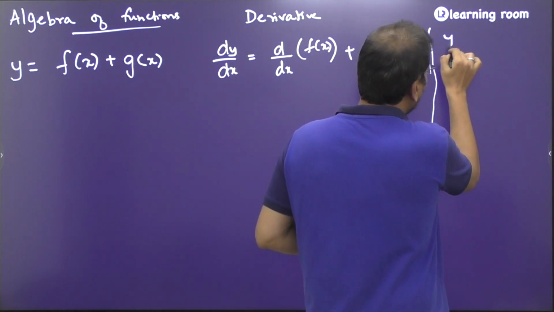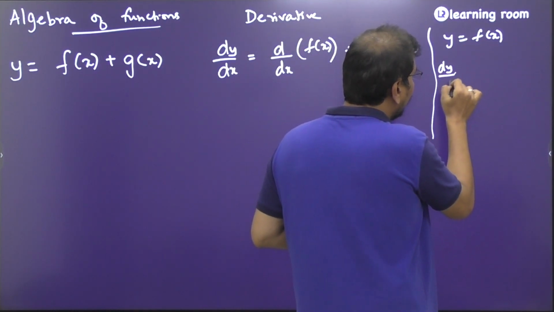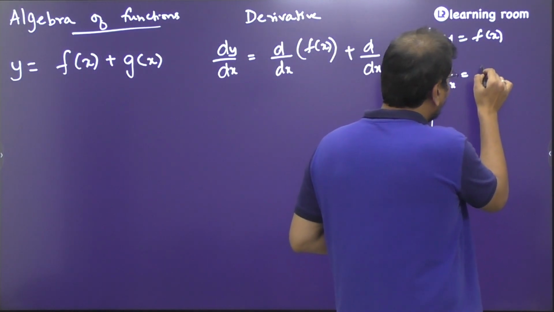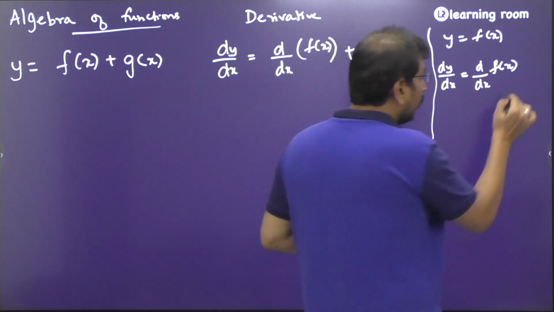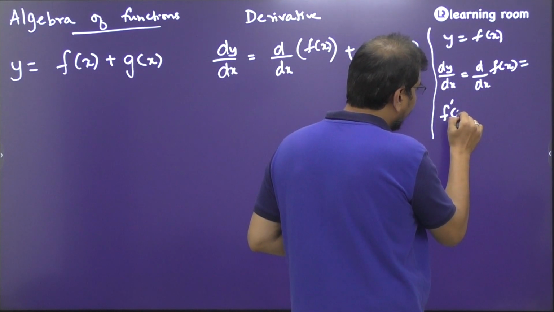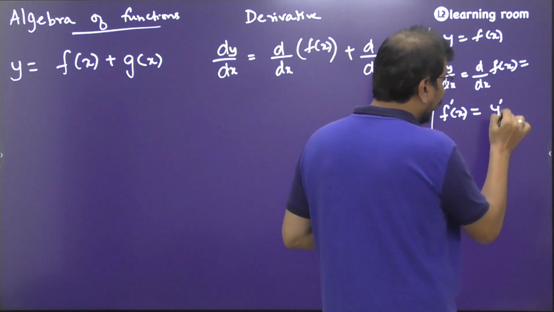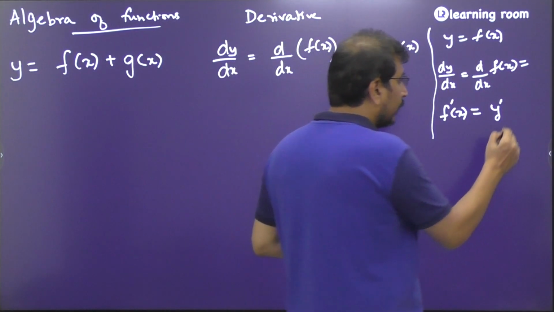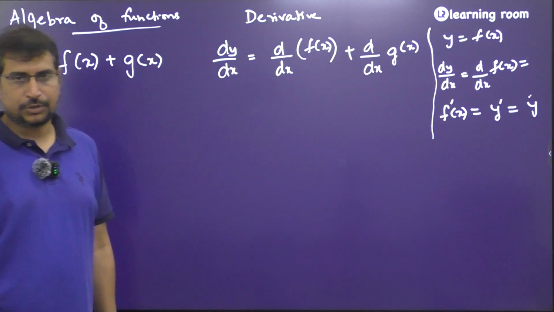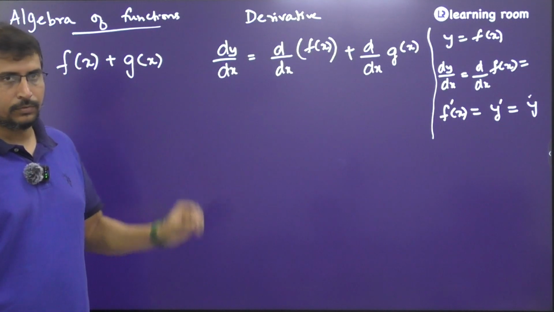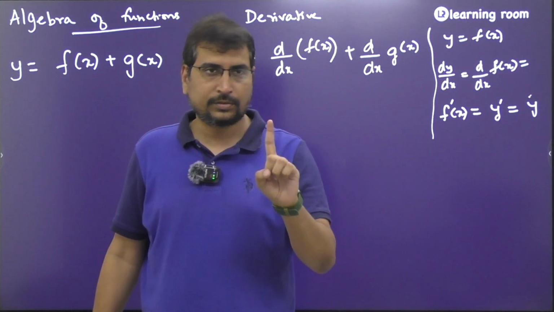When I have y is equal to f of x, listen to this carefully, then I can write dy by dx as d by dx of f of x. This is one way of writing. Or I can write this as f dash of x. This is another way of writing. Or I can write this as y dash. Or I can write this as y with a dot on top of it. Everything means differentiation, and this is called the first derivative. It means you're differentiating the function once.